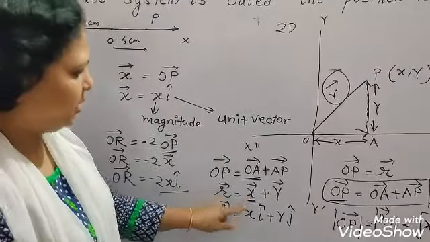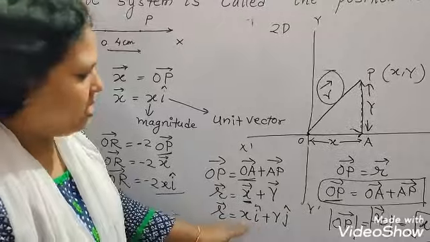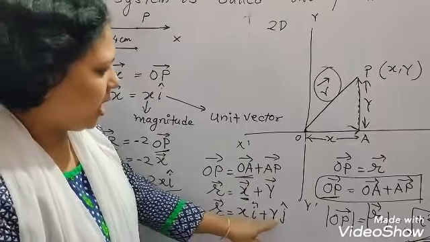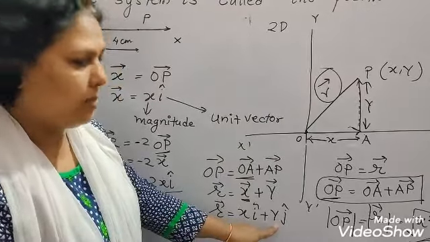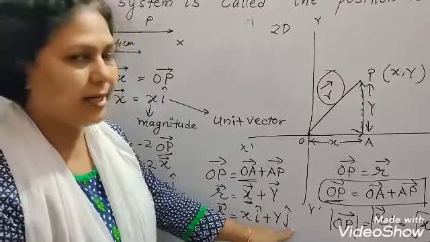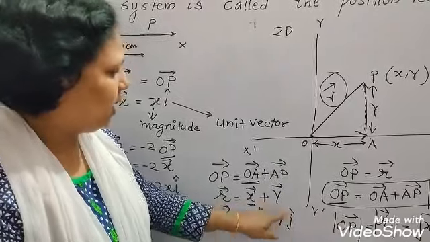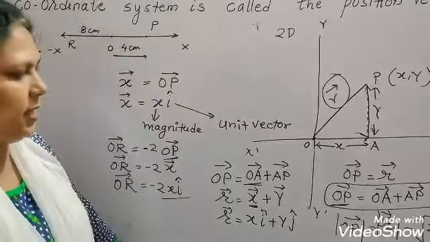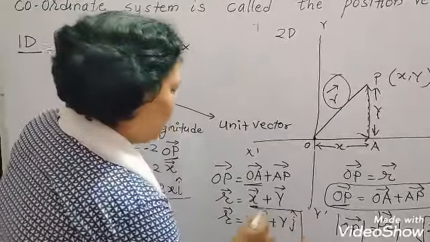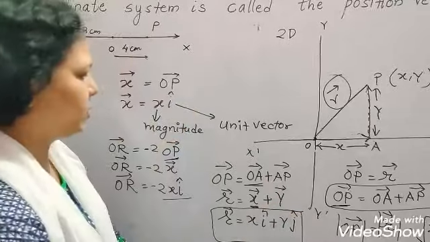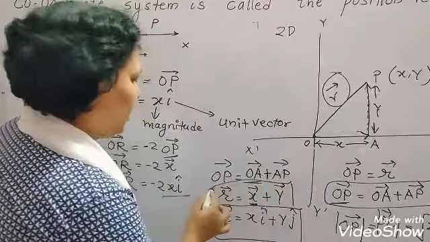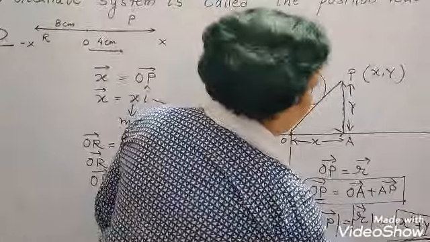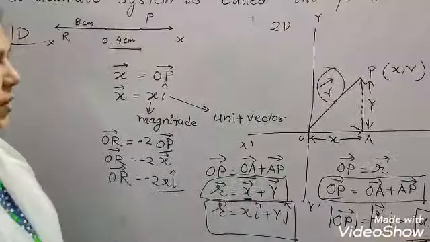The X vector is equal to the magnitude x multiplied by the unit vector in the direction of x, and here y is multiplied with the unit vector in the direction of y. This will give us the Y vector. So this way it will be represented. The position vector is represented in this way, and the magnitude of this vector is calculated this way.